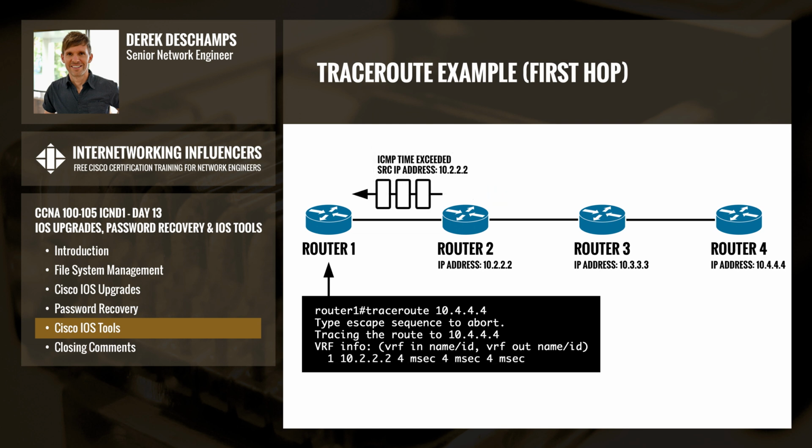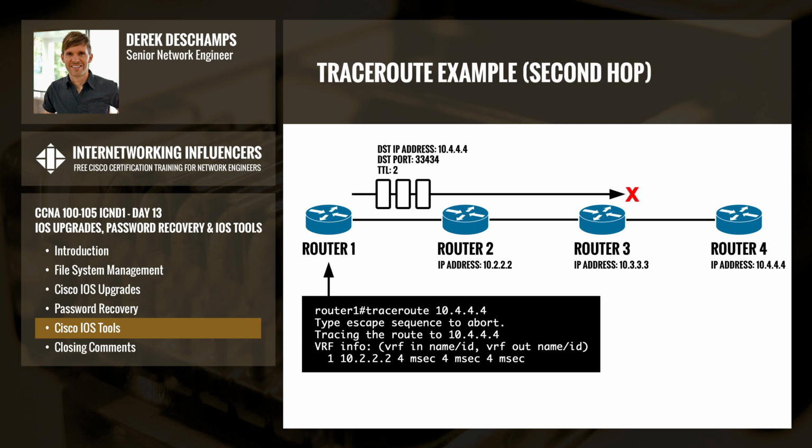Router 2 would then send 3 ICMP time exceeded messages back to router 1 to let router 1 know that the packets had been discarded. The source address of the ICMP time exceeded messages would identify router 2 as the first hop.